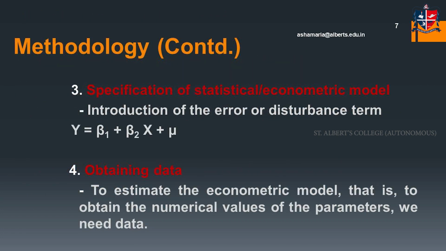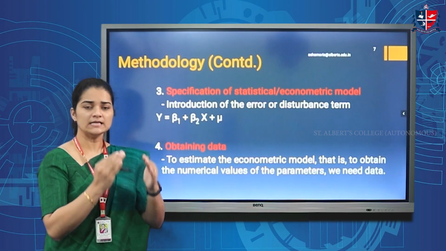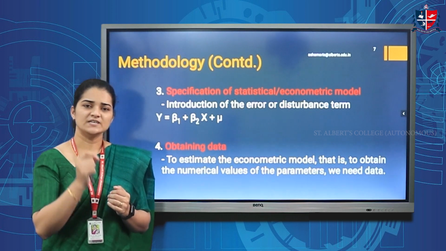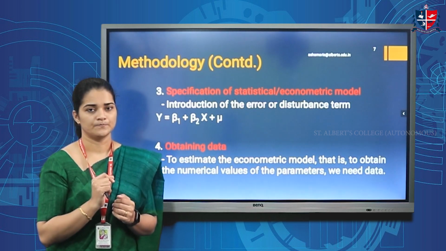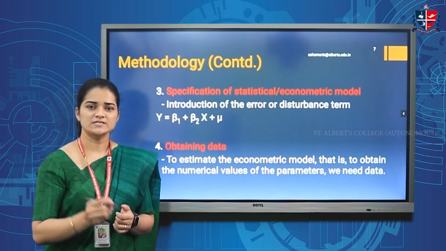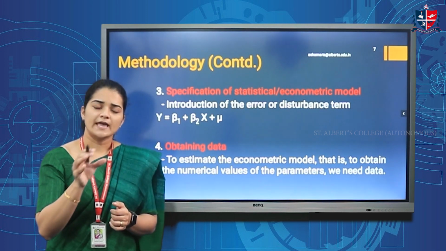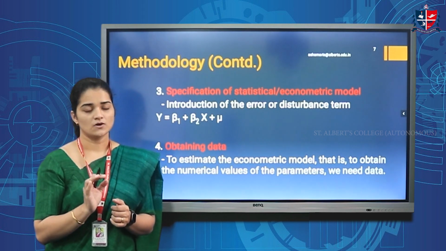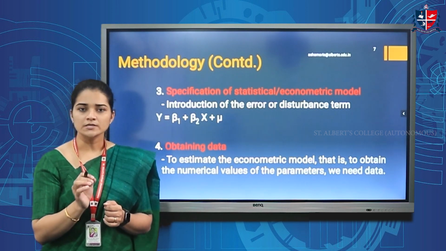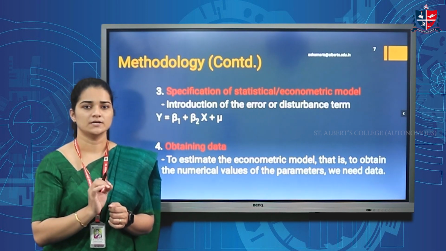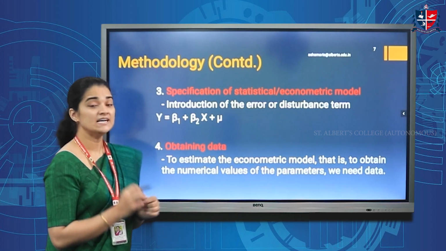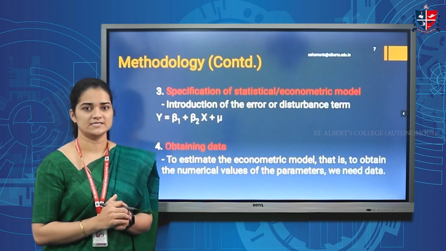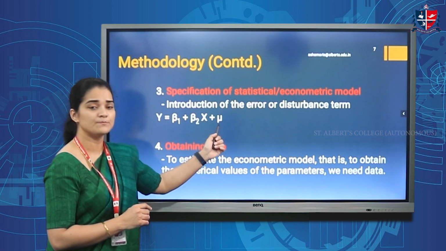Now we move on to the specification of a statistical or econometric model. Why this is important is because in the mathematical model, we assume that there is an exact or deterministic relationship between consumption expenditure and income. But this is not the case, because in economics, relationships among economic variables are generally inexact or non-deterministic. So in order to account for this non-deterministic relationship, we add a term which is known as the error term or the stochastic disturbance term. Here it is represented using the symbol mu.